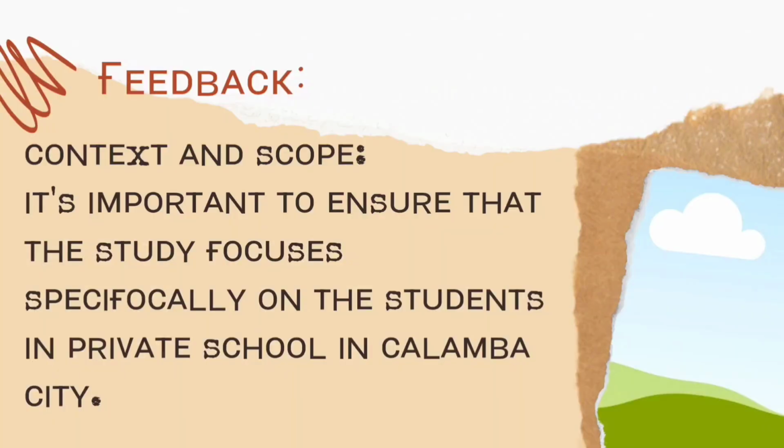Now, to give feedback on this study, we have first the context and scope. So it is important to ensure that the study focuses especially on the students in the private school in Calamba City. So this provides a specific context. The findings may not necessarily be generalizable to other regions or types of schools. By clarifying the limitation of the study in this regard will be helpful.